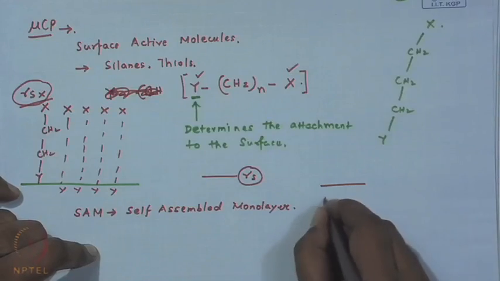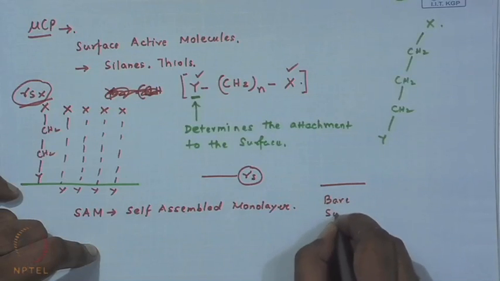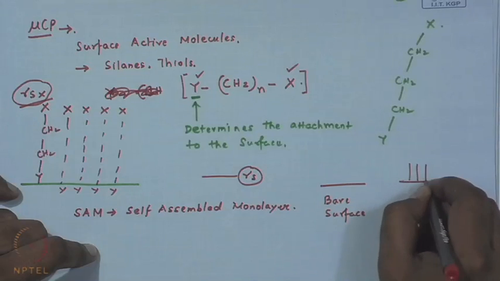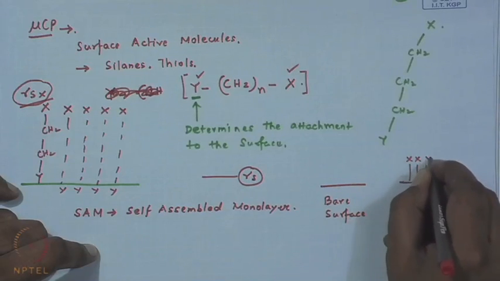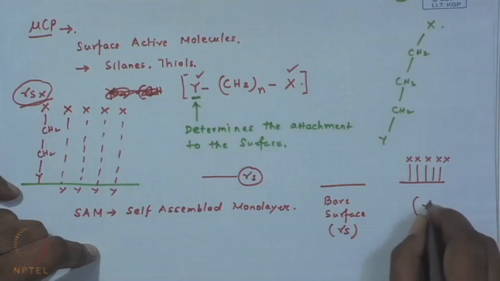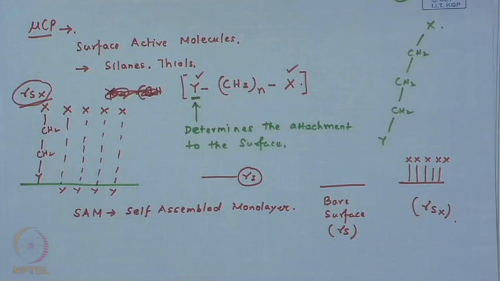So virtually there will be no change in the feature height, but effectively, you had this bare surface and now it is coated with this layer of SAMs. Let us say the bare surface had a surface energy of gamma s. This will for all practical purposes have a surface energy of gamma s x. Now, please do not confuse that if you coat a surface with a SAM layer, it is going to be hydrophilic or hydrophobic. It is not like that.